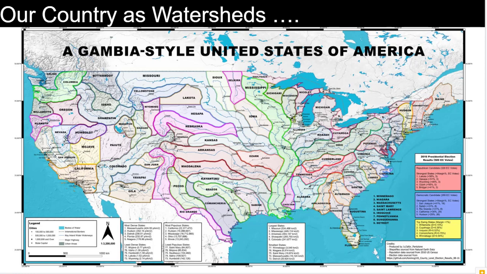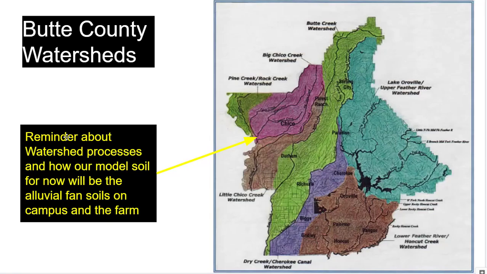What is a watershed? A watershed is a physiographic boundary where water flows into a catchment that flows out to the next catchment or the next watershed, or ultimately to the ocean or a lake if it's inland, right? Watershed concept we're going to talk about this week in lab.